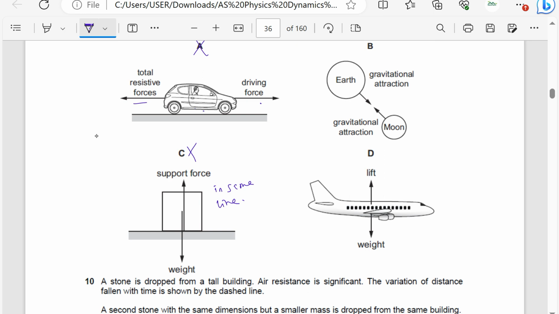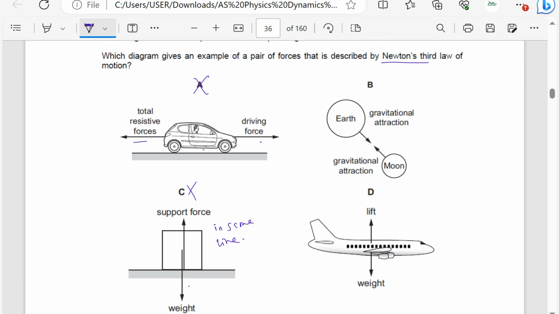And also, if the weight is acting vertically downwards, then the force acting on the support should be coming from the center of the object onto the plane of the support. So the answer is going to be automatically B.